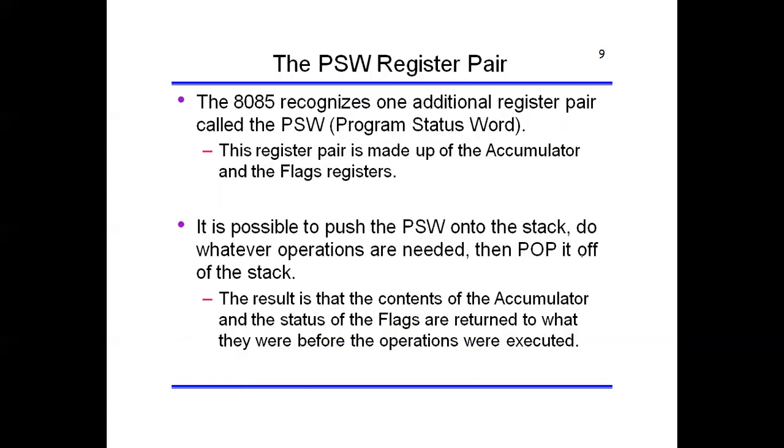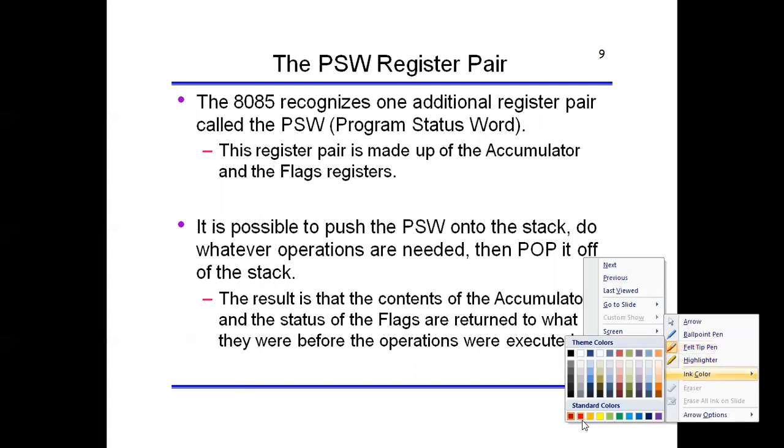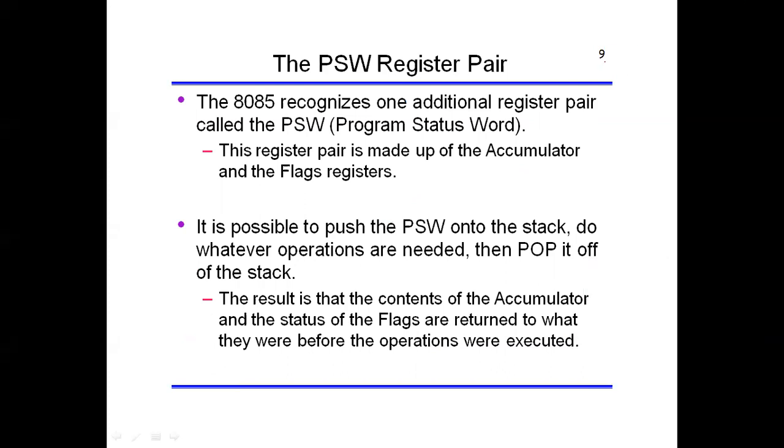So here we are going to have the PSW register. So what do you mean by this PSW register? PSW is nothing but program status word. So here this 8085 has an additional register pair called the PSW. Previously we had BC, DE, HL pairs, right? So these are the three pairs we have in the 8085 microprocessor.